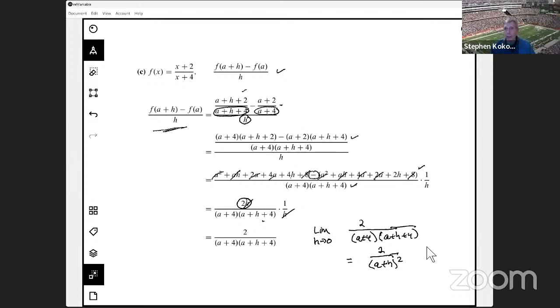Beautiful. It looks like 2 over a plus h quantity squared. Excellent. Oh, yeah, h. But h, I beg your pardon. 4. That should be a 4, right? Should be a 4. Okay. And the interpretation here is exactly the same as before. We can interpret that as the slope of the tangent line to the graph of this function at the point where x is equal to a. That's terrific. That's great.